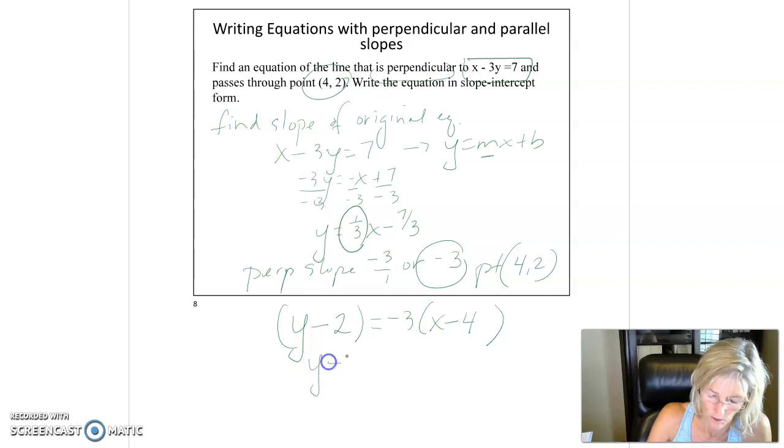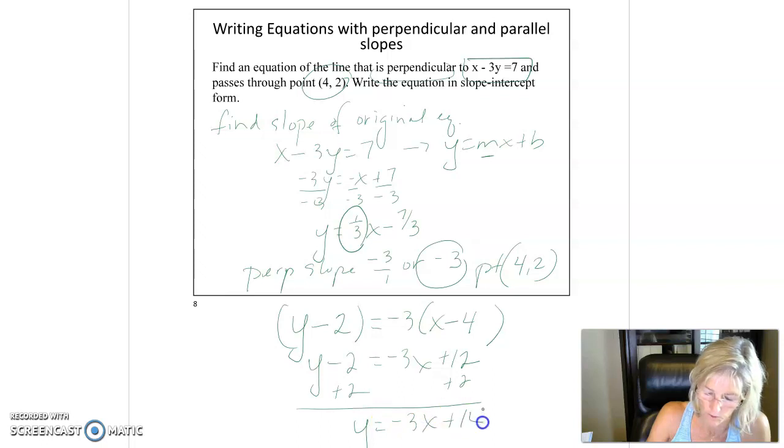So let's solve for y. -3 times x is -3x. -3 times -4 is a positive 12. I'm going to add 2 to both sides. My equation in slope-intercept form is y equals -3x plus 14. So you can see that these lines should be perpendicular.